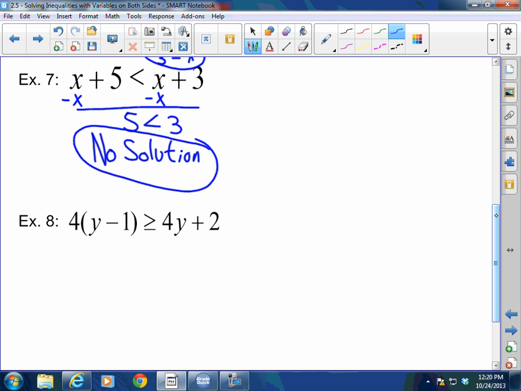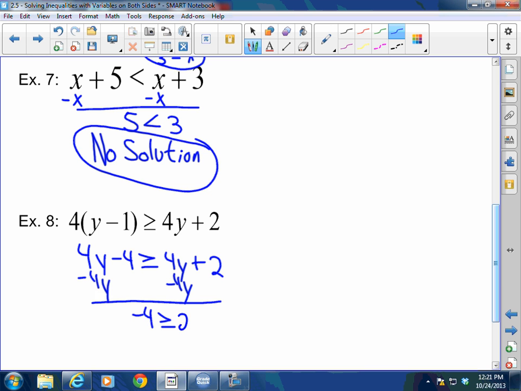Let's check this out. Here I've got 4y minus 4 is greater than or equal to 4y plus 2. Okay, I'm going to subtract 4y to both sides. And I'm going to have negative 4 is greater than or equal to 2. Is that a true statement? No. So what's the answer here? No solution. Okay? Does that make sense? Promise?